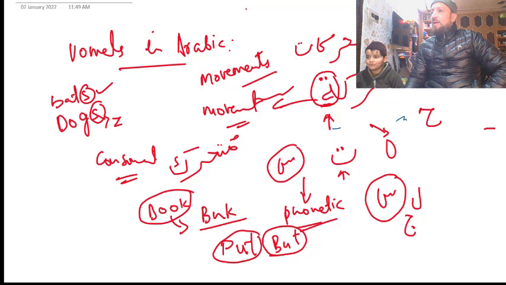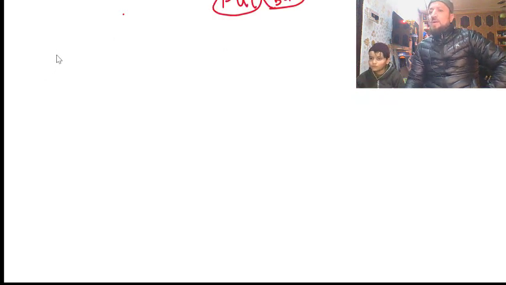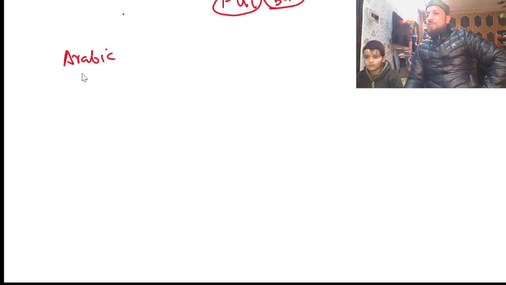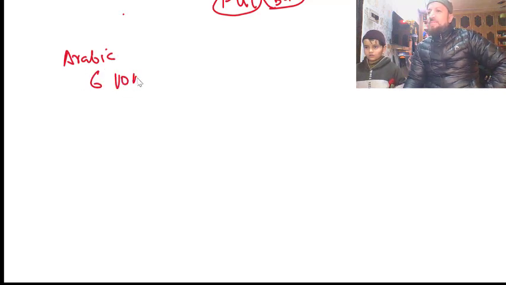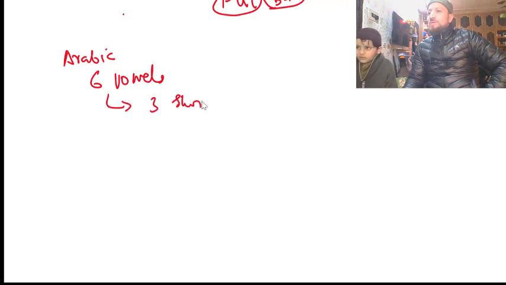Now, in Arabic, it is not pronounced "Arabic" with an A sound, because there is no A sound in Arabic. There are 6 vowels. How many? 6 vowels. Out of the 6 vowels, there are 3 short vowels.